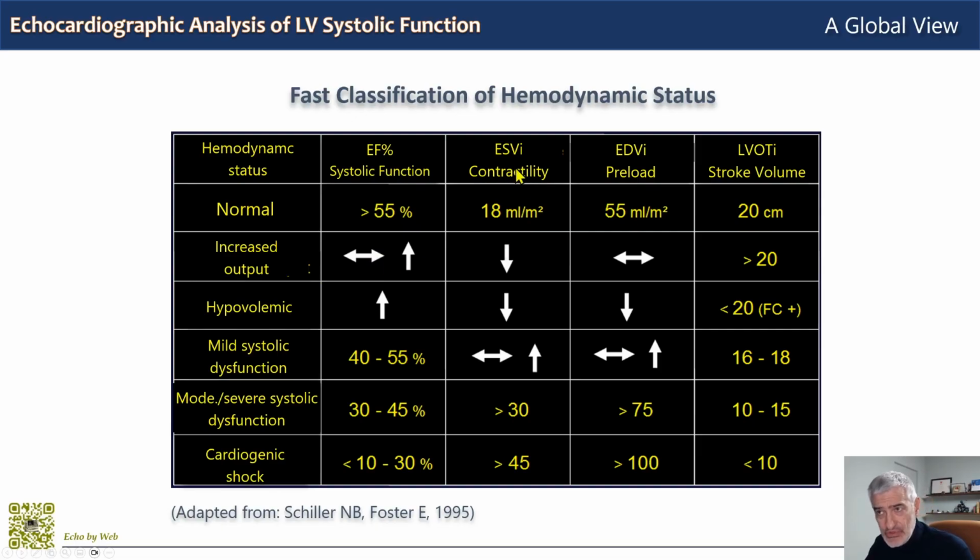And then in increased output, your systolic function will either be increased or be stable, but you will have a reduced end systolic volume index because of increased contractility, a mostly stable end diastolic volume index and an increased LVOT velocity time integral. In hypovolemia, ejection fraction will be increased, the end systolic volume index decreased, but also the end diastolic volume index, and you will have a decreased LVOT velocity time integral with an increased heart rate, and then so on with mild to moderate severe systolic dysfunction, way down to cardiogenic shock.